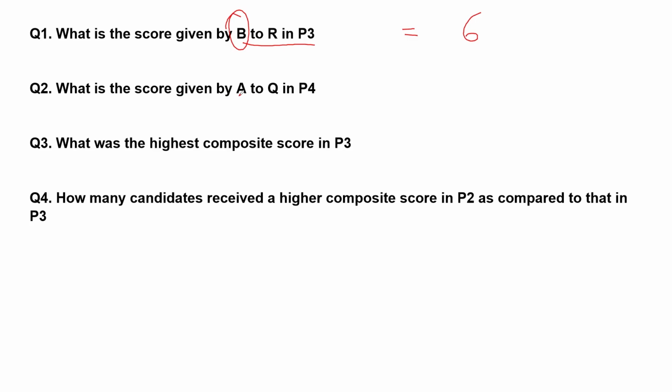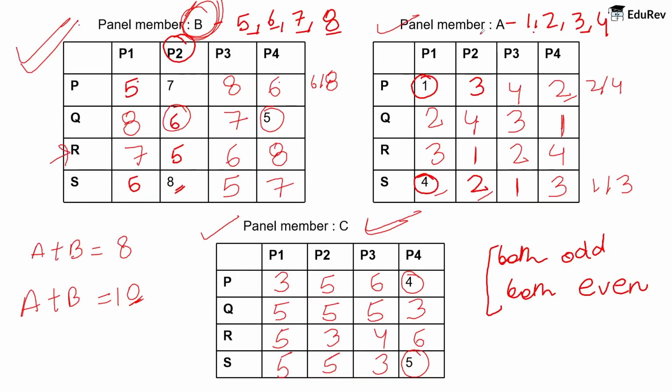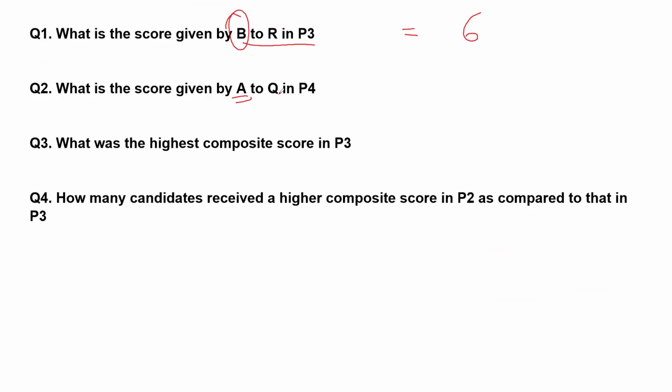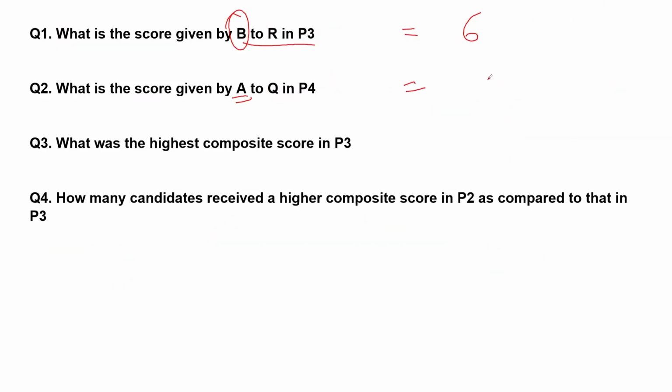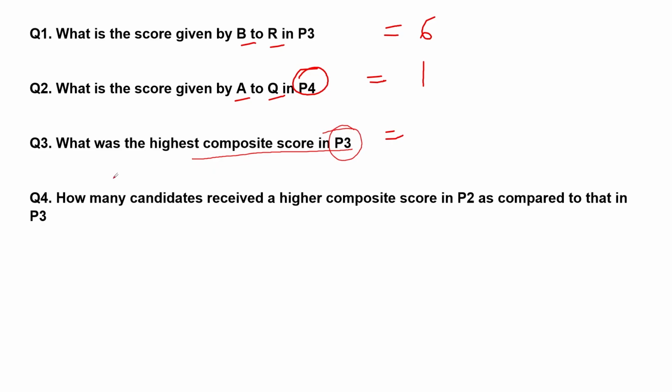What is the score given by A? So we have to refer to this table, score given by A to Q in P4. A to Q in P4. So P4 is 1. So score is only 1. So the next question says, what was the highest composite score in P3? Now we have to read this question very carefully. You have to check what was the highest score in P3.